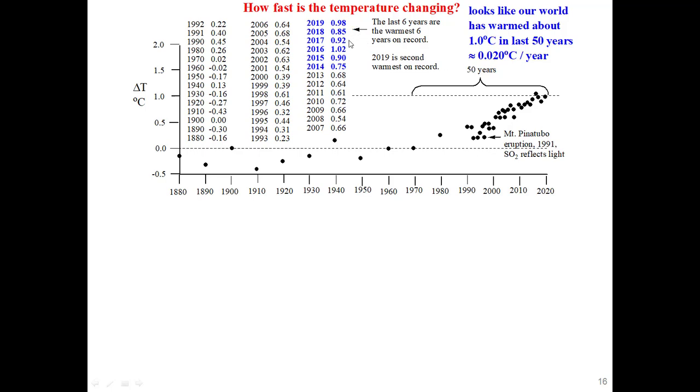Also, if you look over here at the temperatures, okay, these are the annual high temperatures, average temperatures. The last 6 years are the warmest 6 years on record. Okay, we're going up and up. 2019 came in second place. 2016 is first place, but they're all fluctuating up here around 1 degree. Okay, so this is not a good sign. Okay, this is what people are saying is going to happen, and it's happening.